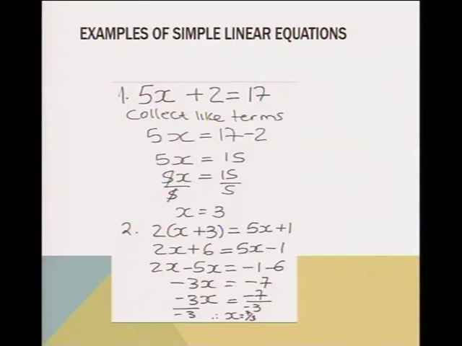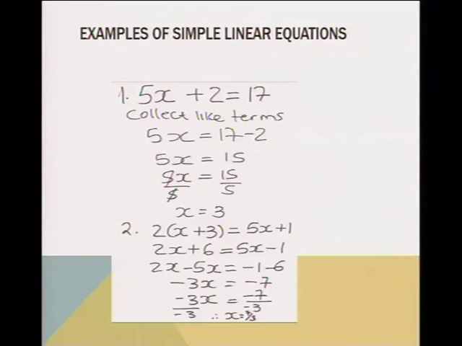Now 5x, you want x to be on its own. So you have to divide by 5 to get rid of it, isn't it? Then 5 divided by 5, and x is equal to 15 over 5, which is equal to 3.